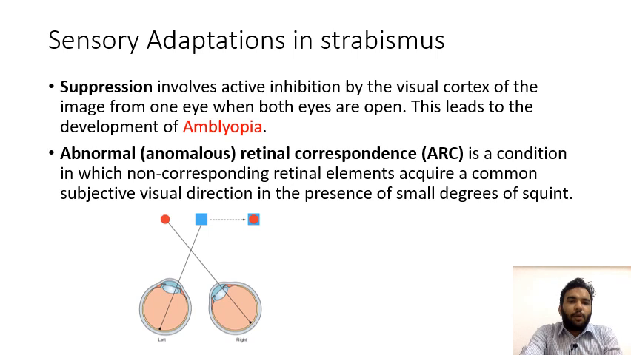The second thing is anomalous retinal correspondence. Instead of having a foveal vision, the blue box that's seen in the left eye is captured on an area next to the fovea. So it will get a proper image, and slowly but steadily the macula's place is taken over by the other part of the retina. It is a condition in which non-corresponding retinal elements, that is, other than the macula, acquire a common subjective visual direction in the presence of a small degree of squint. So with small degrees of squint, you will have this problem. This is like a small degree of adjustment that happens in your eye.